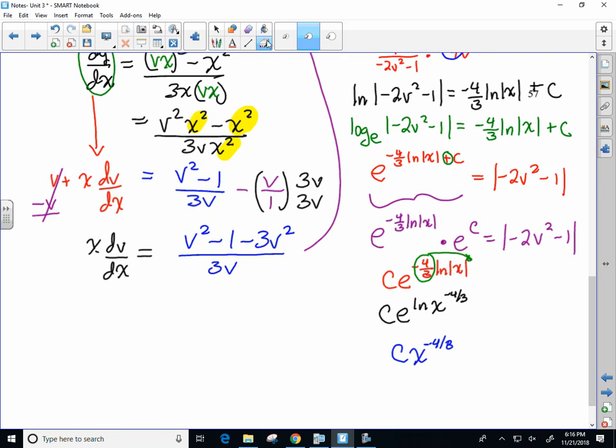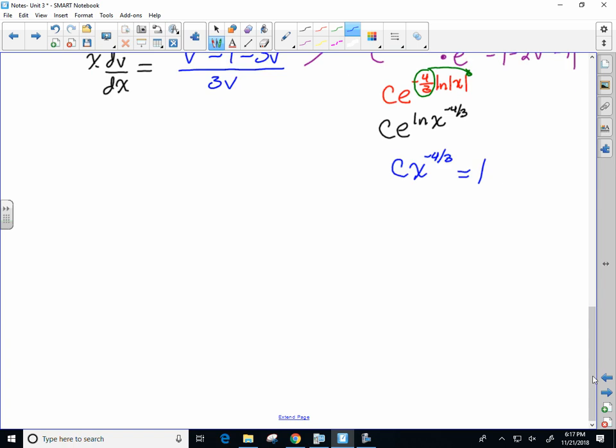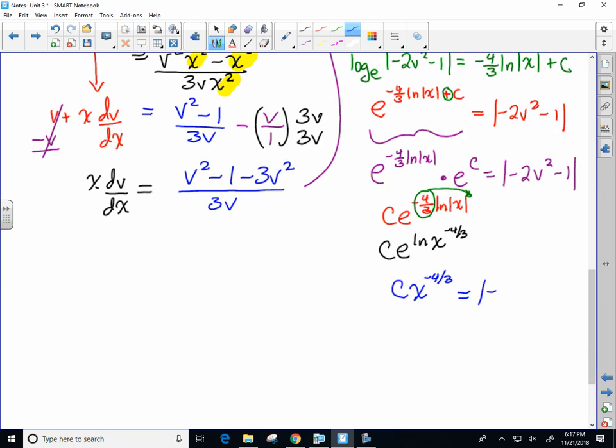That doesn't look like a 3. So let me fix it. On the right-hand side, we have still the absolute negative, geez Louise. Let me just bring it up a little bit. It's going to be absolute negative 2v squared minus 1.